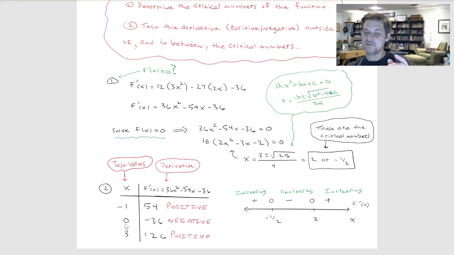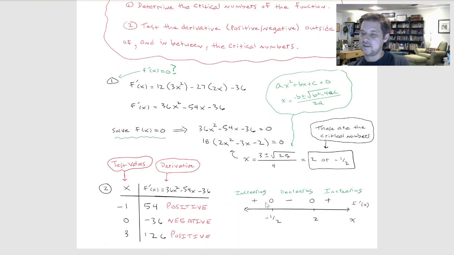When I put 0 in, I get negative 36. I don't really care that it's negative 36. I care that it's negative for the purpose of answering our question. When I put 3 in, I got 126. Or again, I don't care that it's 126. I just note that it's a positive number. Now, I've got my test values. I'm going to summarize my work over here.